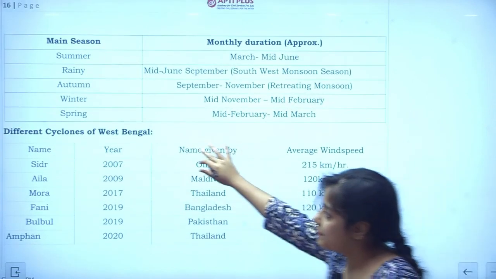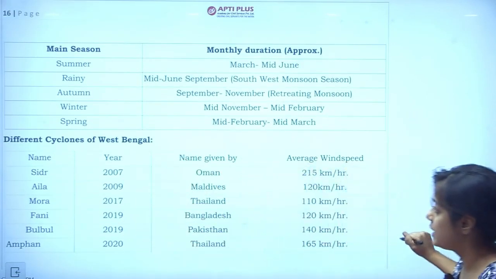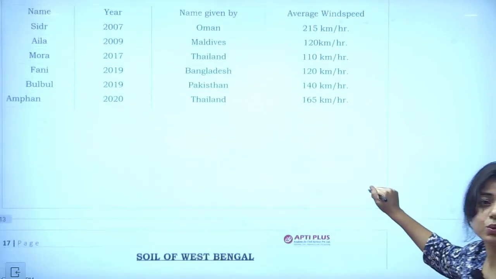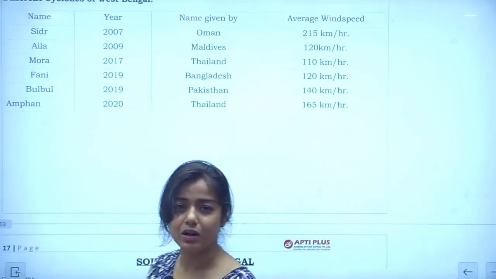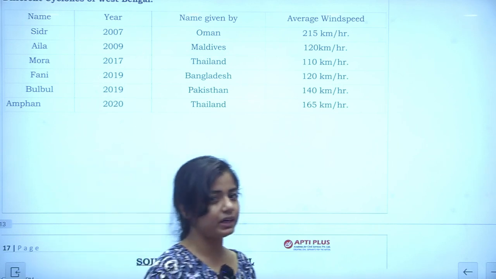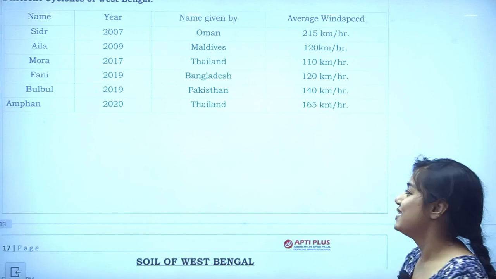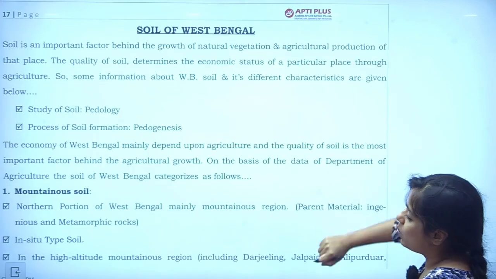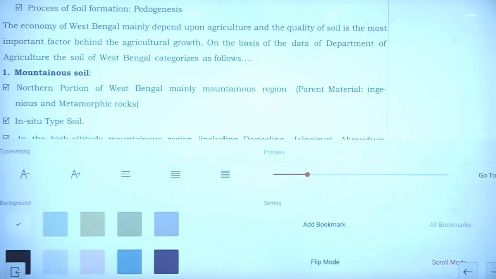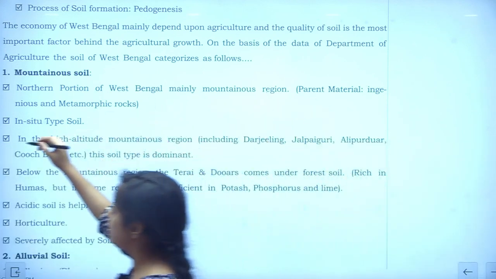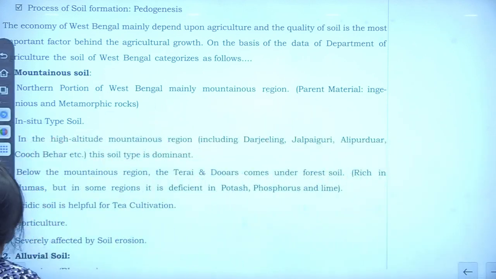And also here are different cyclones names that have been passing through West Bengal. It has created very havoc in West Bengal. Don't have to learn it, but there is no harm in seeing the dates, right? So please do see the dates. Now we go to the next chapter, which is the soil of West Bengal, and I would like to open a map.